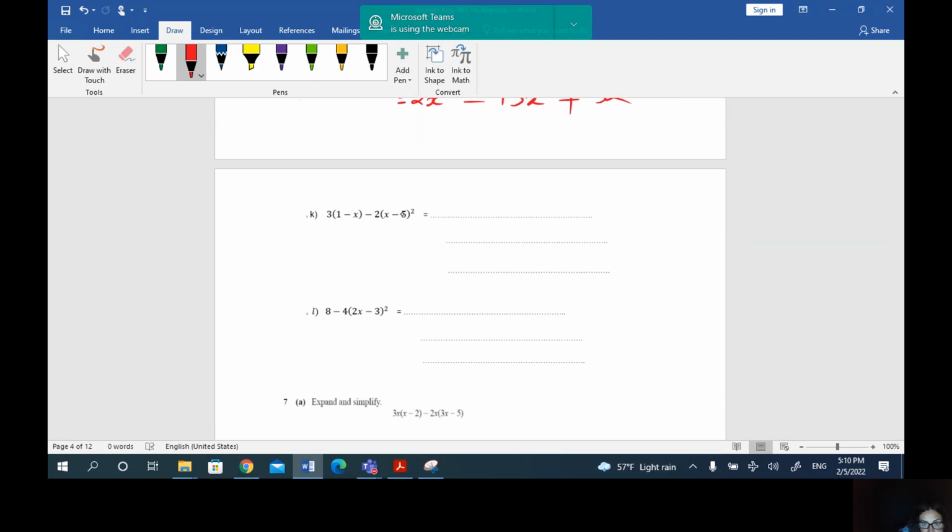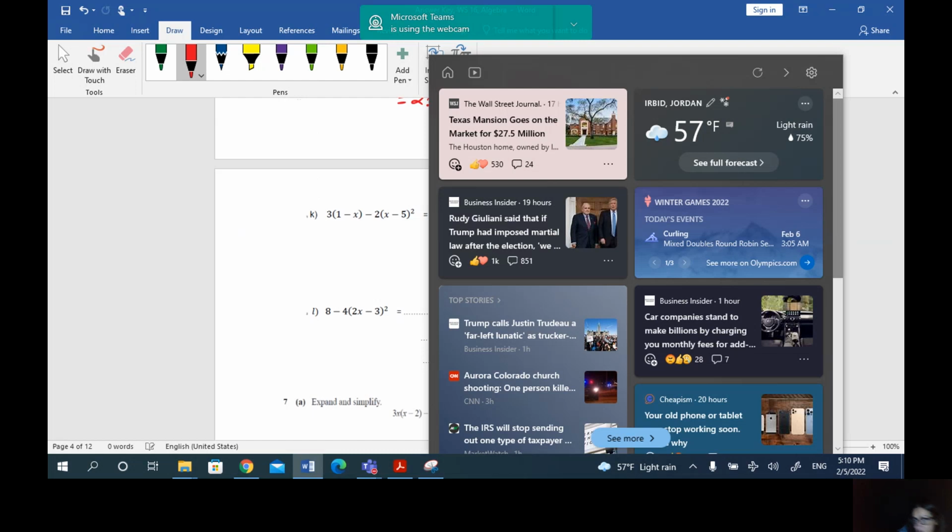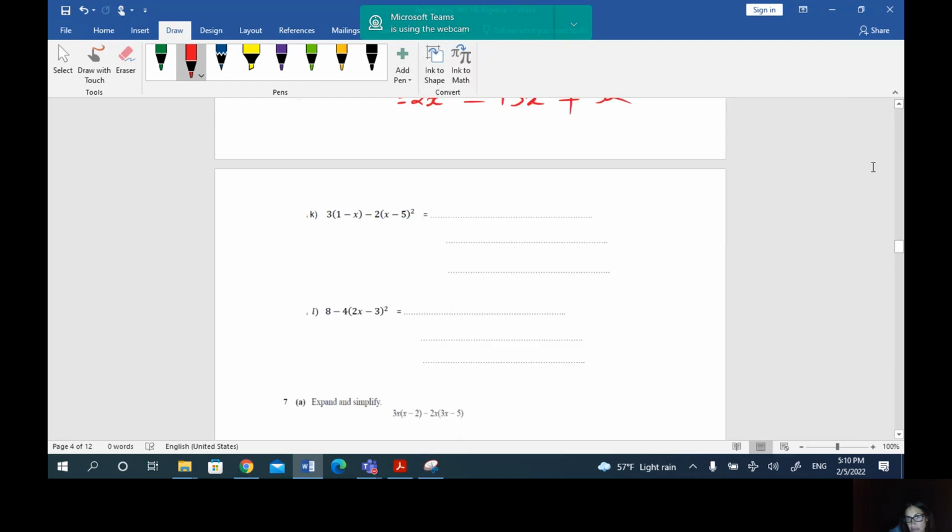Here, first we need to get rid of x minus 5 squared. So the squared here, we need to get rid of it. So on the side, x minus 5 times x minus 5. X times x is x squared. X times negative 5, negative 5x. Negative 5 times x, negative 5x. Negative 5 times negative 5 is plus 25. So x squared minus 5x minus 5x is minus 10x plus 25.